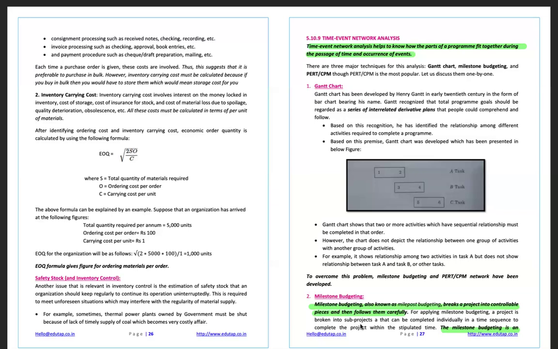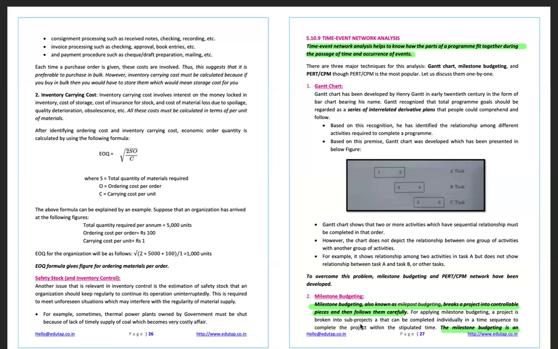There are three major techniques for the analysis: Gantt chart, milestone budgeting, and PERT CPM. The Gantt chart is a series of interrelated derivative plans that people could comprehend and follow. Based on this recognition, he has identified the relationship among different activities required to complete a program. Based on this premise, the Gantt chart was developed, which has been presented in the below figure.